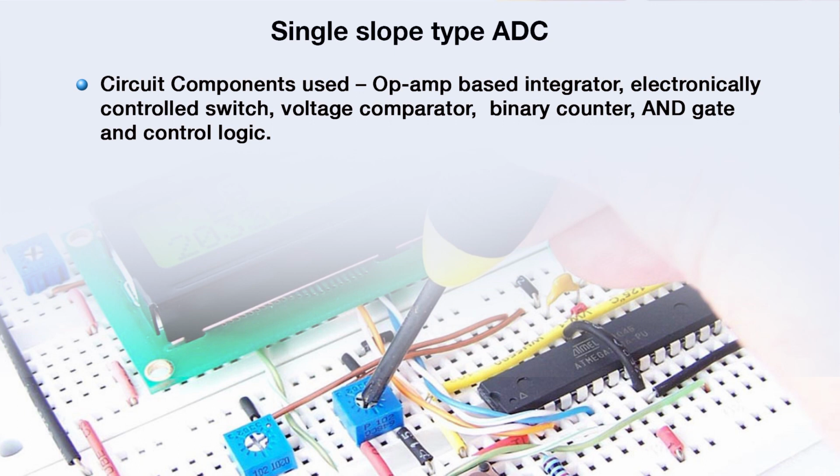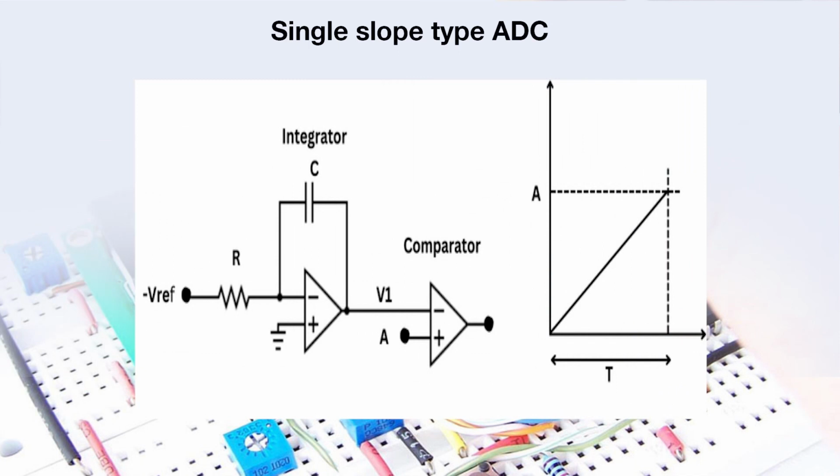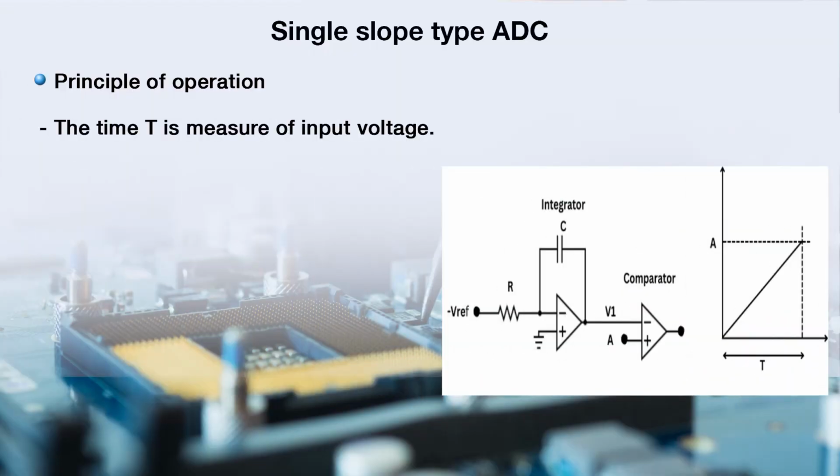A single slope ADC consists of an op-amp based integrator, an electronically controlled switch, a voltage comparator, a binary counter, an AND gate and a control logic. In this kind of ADC, we use an op-amp based integrator and integrate reference voltage minus Vref, as we can see in the diagram. The output of the integrator is fed to the comparator and is compared with analog input voltage A. This process of integration and comparison continues until integrator output is no longer less than analog input voltage. The time t required by the reference voltage to reach analog input voltage gives a measure of input voltage.